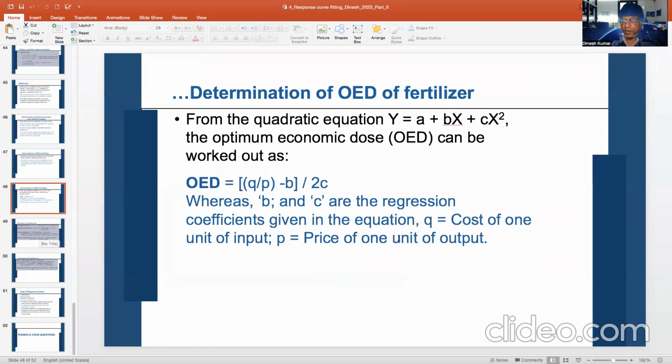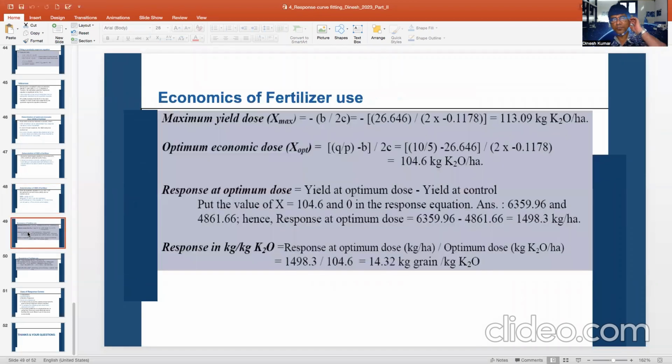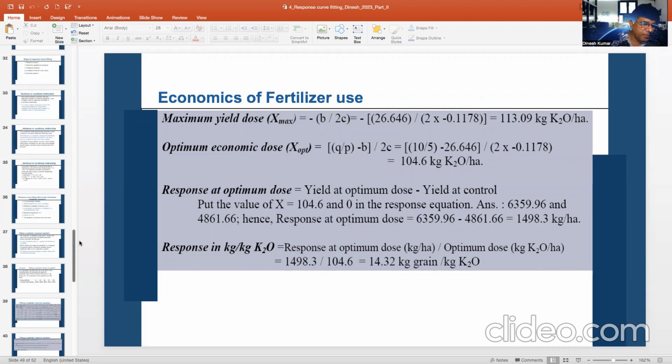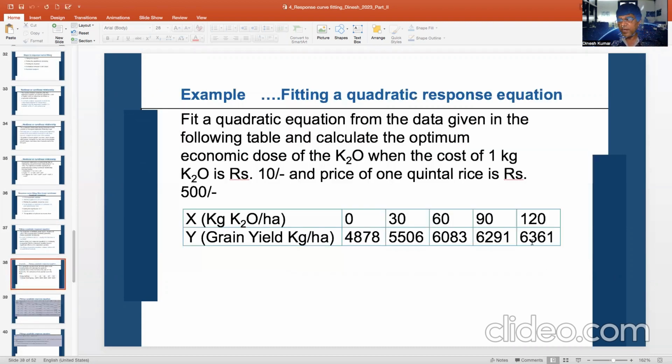So now you should be aware of this OED, Q upon P minus B upon 2C. And now you need to work out the maximum yield dose, what somebody was asking you. So this is maximum yield dose. This is estimated. This is not the actual. Actual you can see in the table where you are getting maximum yields. Again, I can go back to the example and you can see here. So here 120 is the maximum yield dose, where you are getting maximum yield. But this dose may not be optimal.